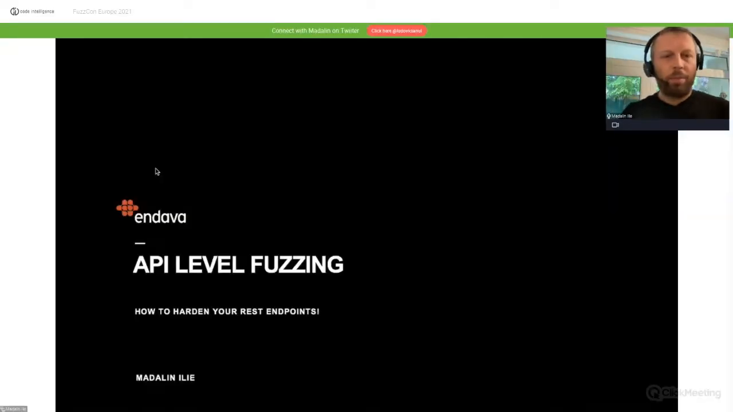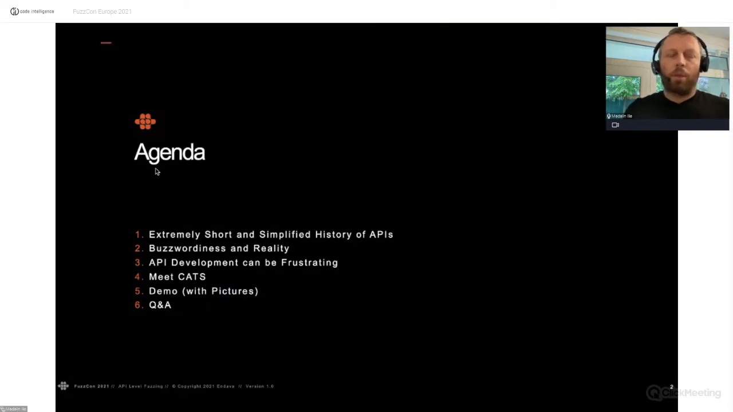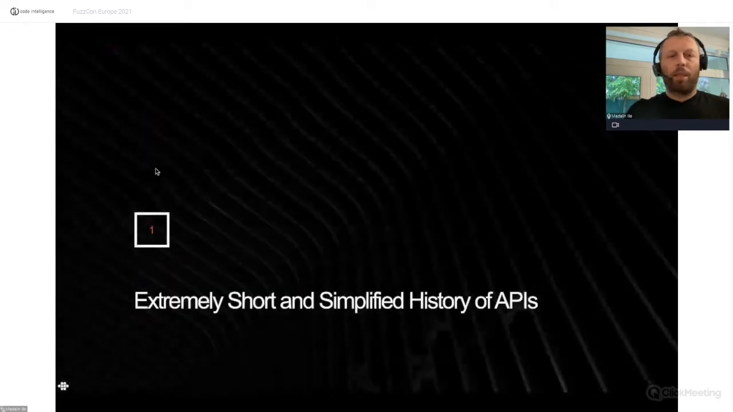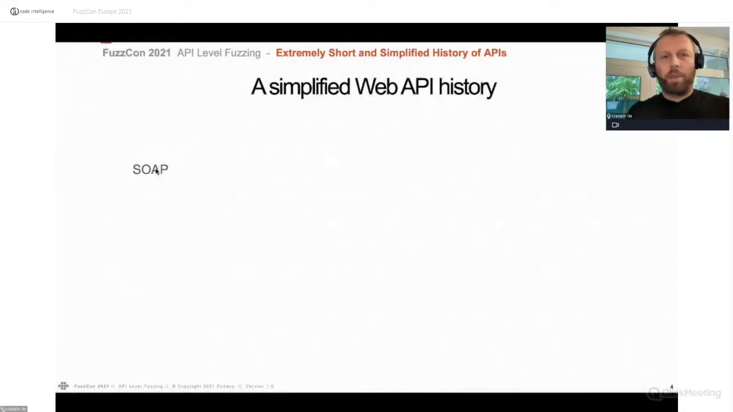Today we'll speak about API level fuzzing, particularly focusing on REST endpoints. We'll have an initial context. I think it's important to have a bit of context before going into the fuzzing, and understand how a tool that I call CATS was built and how it ended up being a fuzzing tool. In the second part, we'll go into CATS, how it works, and what are some features that are currently developed. Initially, we'll just do a very short and simplified version of APIs.